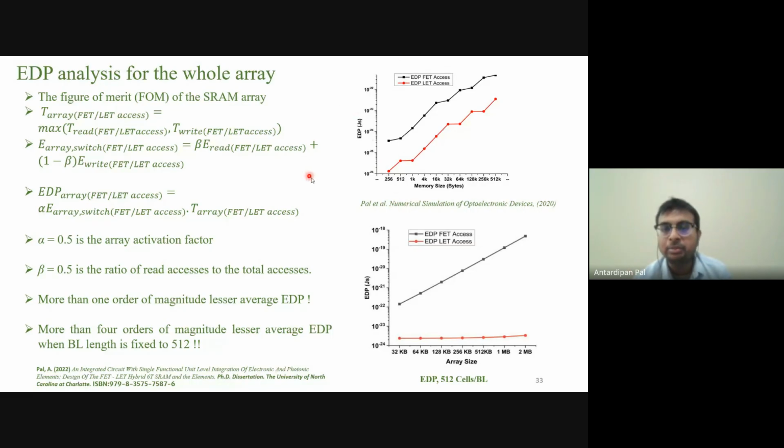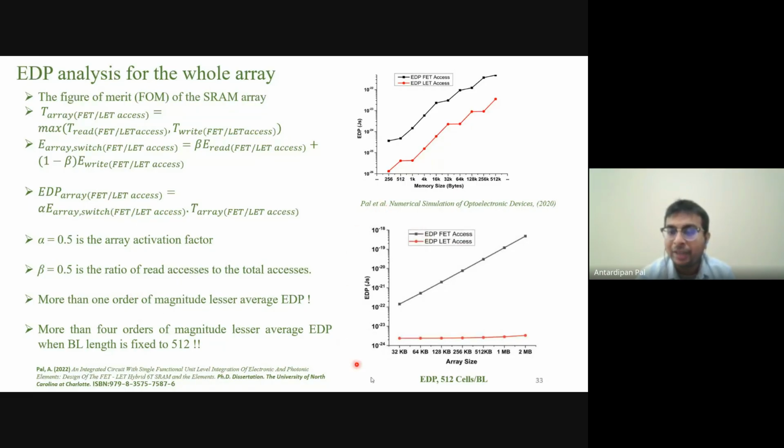So again, we did some analysis using these relations and some other mathematical tweaks, which I won't discuss here. We found that for a normal structure, we have almost 1 order of magnitude lesser EDP. That's also a good number. 1 order means around 10.